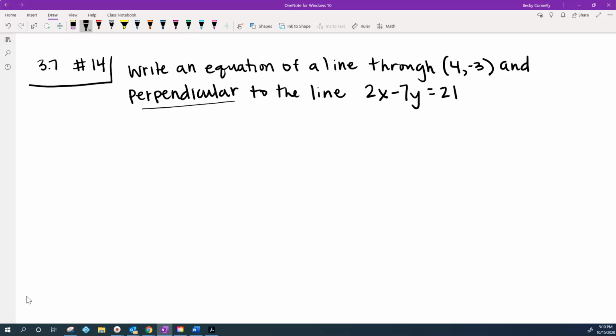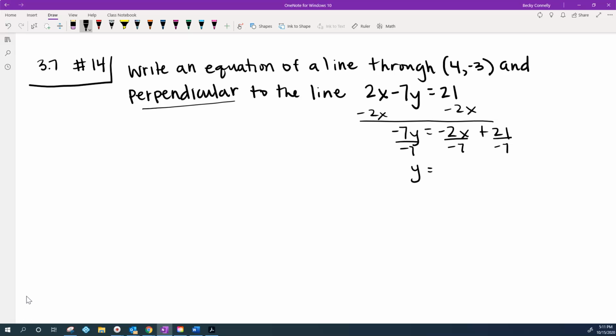The two things that we need to write an equation of a line are the slope and the y-intercept. And so to find the slope of the line, you're going to solve this equation for y. So let's subtract the 2x over. That gives us -7y = -2x + 21.